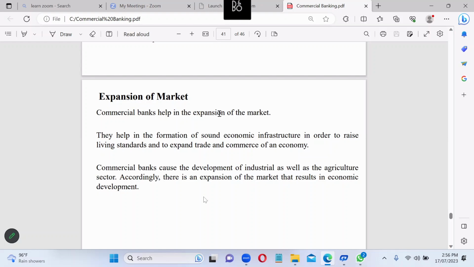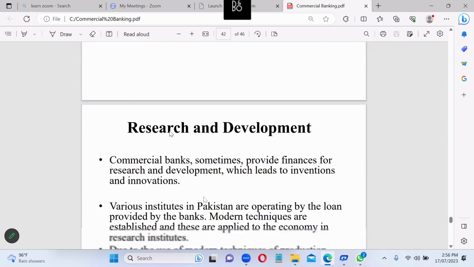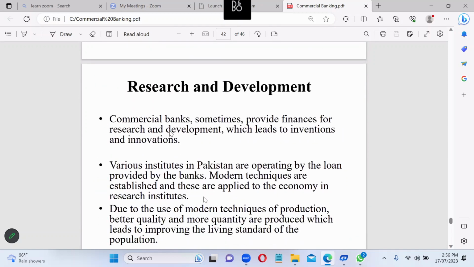Commercial banks support the development of the industrial as well as the agriculture sector according to their expansion in the market, which results in economic development. So each and every commercial bank plays as a backbone to develop the economy of our nation. Some commercial banks do research on the economy and develop poor and backward areas in the economy to uplift those particular areas.